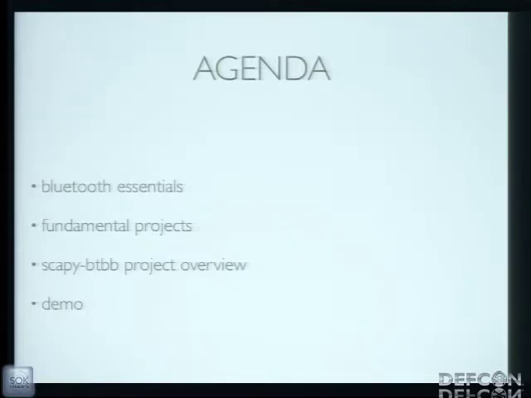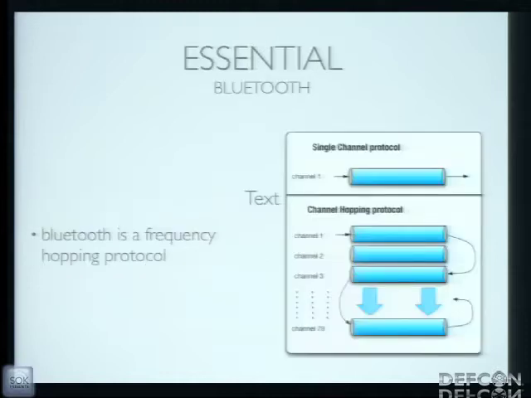And let's get going. Okay, so the first thing to understand about Bluetooth is it's built upon this frequency hopping protocol. What this means is a communication between two devices is going to take place over 79 different channels. And these devices will hop through these channels at about 1,600 times per second.